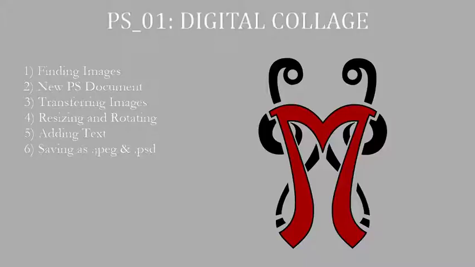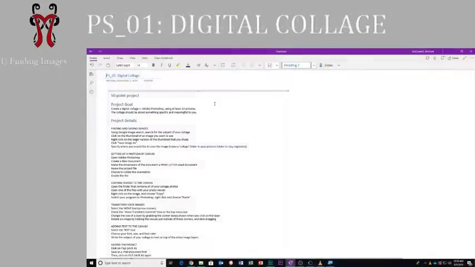Let's check out the details of the project. The details of the project are seen here. It's a 50-point project. Your goal is to create a collage out of at least 10 different pictures. The collage should be something specific and meaningful to you. We're going to do a few things. We're going to save. We're going to set up a Photoshop canvas. You're going to move the images to the canvas. You're going to transform those images. You're going to have at least one of the images rotated. You're going to add some text to the top of the canvas. And lastly, you'll save the project.